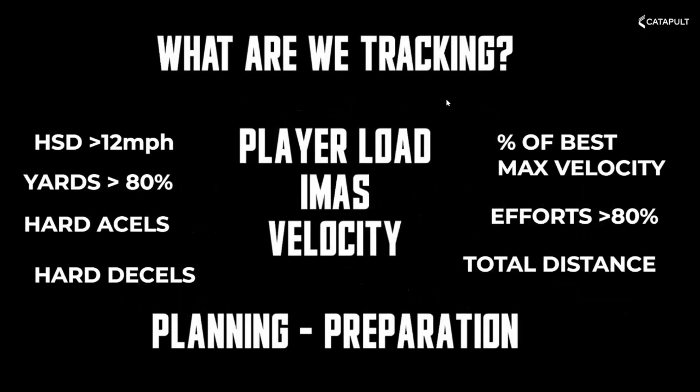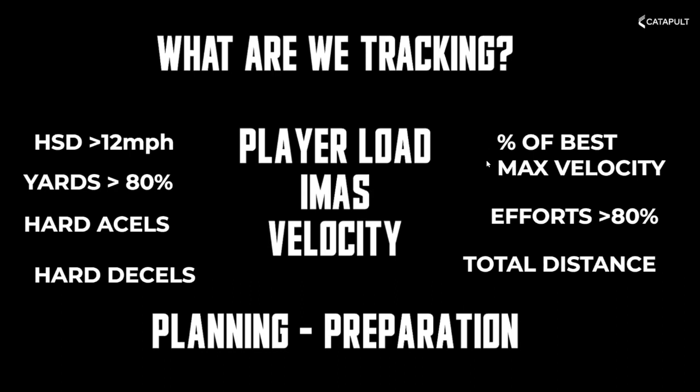Next, here's what we're tracking. And we have the luxury. We have two of us working on Catapult. We have one assistant strength coach right now that runs and heads all of our data collection and breakdown. So what are we tracking? We're tracking everything. High speed distance above 12 miles an hour, our decels, accels, efforts above 80%, max velocity. We're actually looking at percentage of max velocity per player because that's going to be a huge piece when you're looking at wide receivers versus offensive linemen versus your running backs, total distance, IMAs.